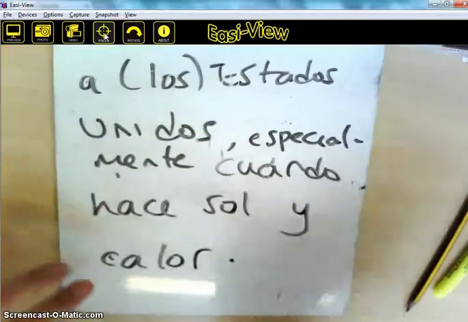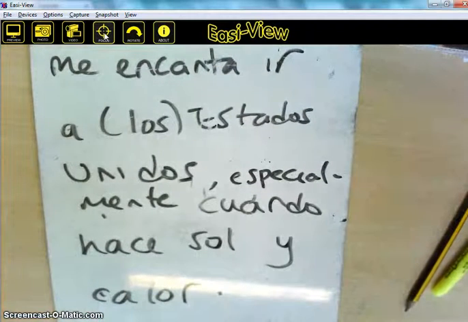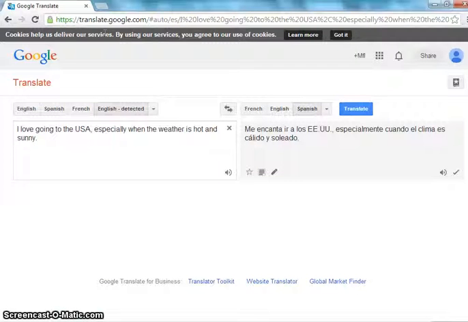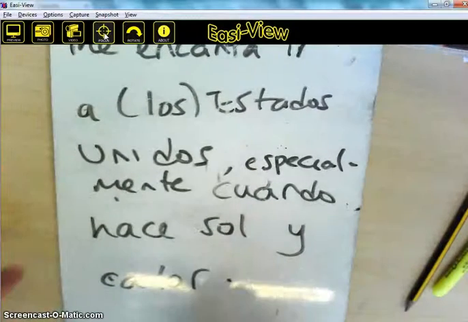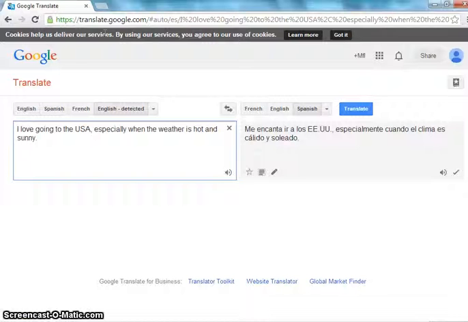So that is how I translate my sentence. Me encanta ir a Estados Unidos, especialmente cuando hace sol y calor. Not me encanta ir a los EEUU, which if I was you and I saw that, I'd think, I don't know what that means, but I'm going to use it anyway because it must be right, it's in Google Translate. Especialmente cuando el clima es cálido y soleado is really especialmente cuando hace sol y calor. That's correct Spanish. That isn't correct Spanish, for something as simple as, I love going to the USA, especially when the weather is hot and sunny. So you remember that I said to you last week, and I'll pause this now, so that's done, so you can watch that.